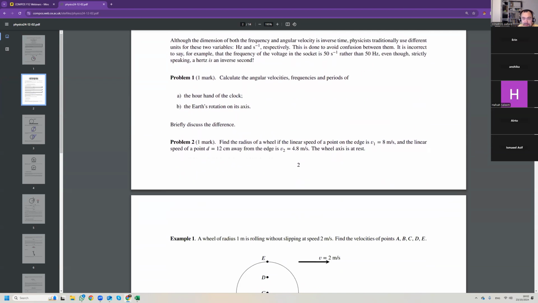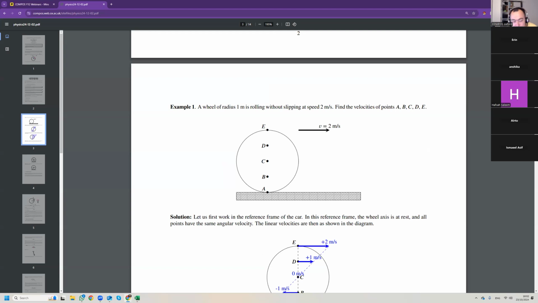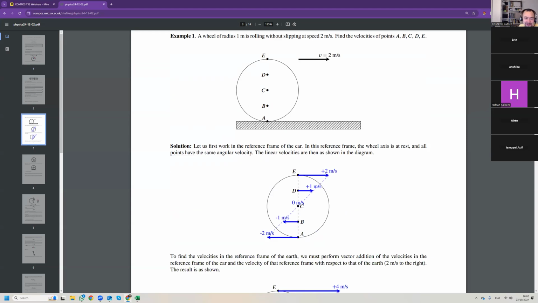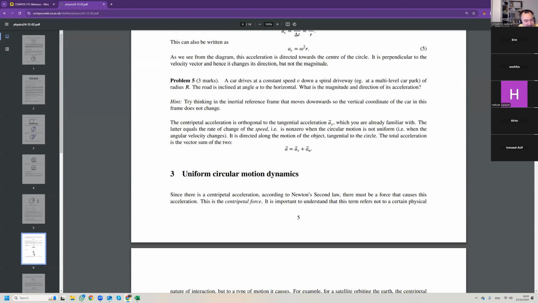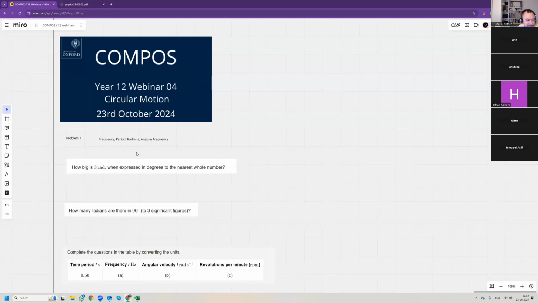So then I have to start from the very beginning. Has anyone done circular motion? If you've done circular motion in school, type 1. If you haven't, type 0. Okay, all right. Exciting. So I'll have something to show you. Good. We start.